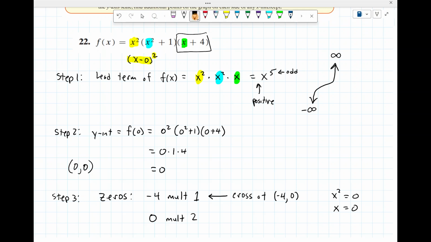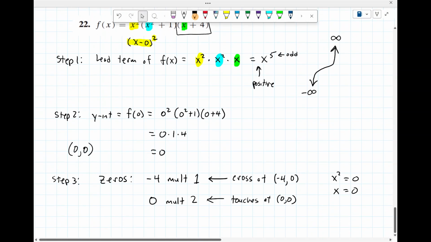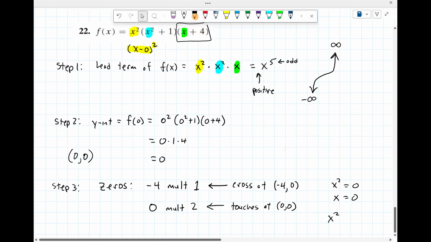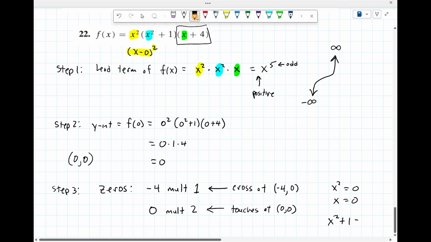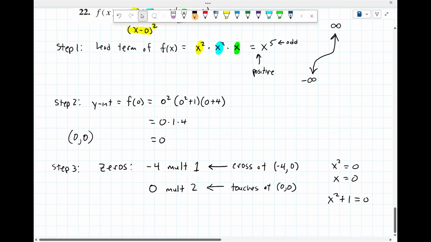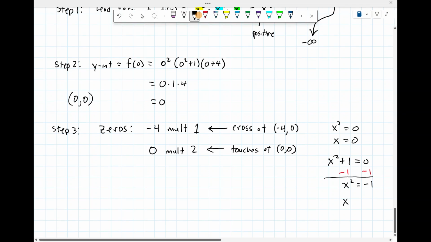Since the multiplicity is even, it touches at 0, 0. All right, last we have to solve for the middle factor. I subtract 1 on both sides, and you get x squared equals negative 1. Take the square root of both sides, and you get plus or minus the square root of negative 1, which in other words, this is x is equal to plus or minus i.